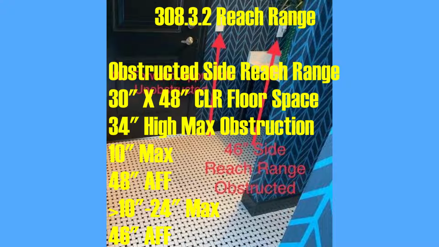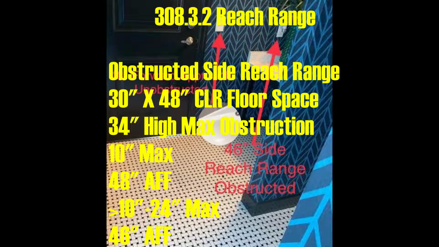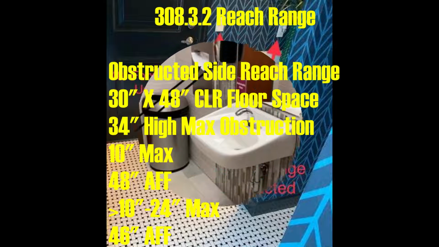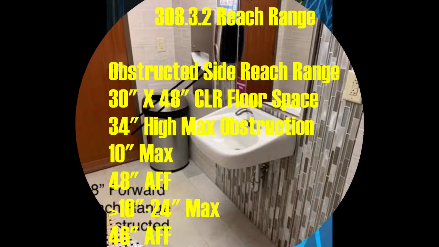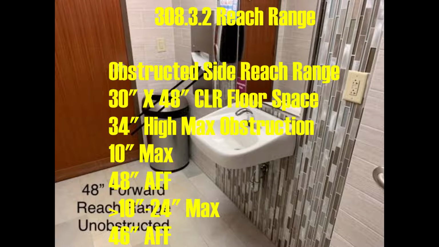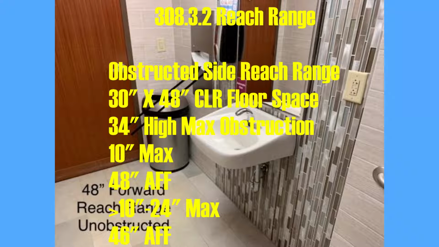The obstructed side reach range, same clear floor space, same 34-inch high maximum obstruction, 10 inches maximum depth, the reach range is 48 inches above finished floor. From 10 inches to 24 inches maximum, the reach range is 46 inches above finished floor.